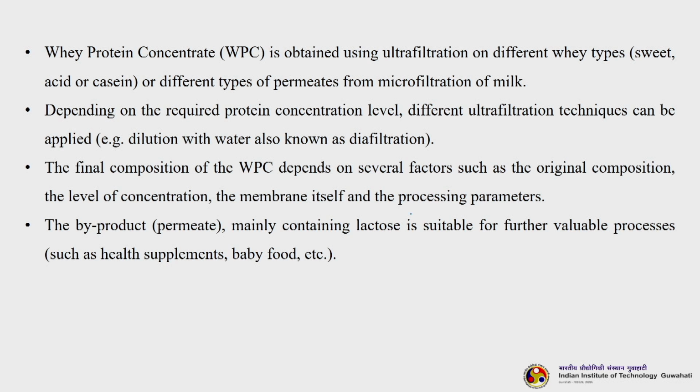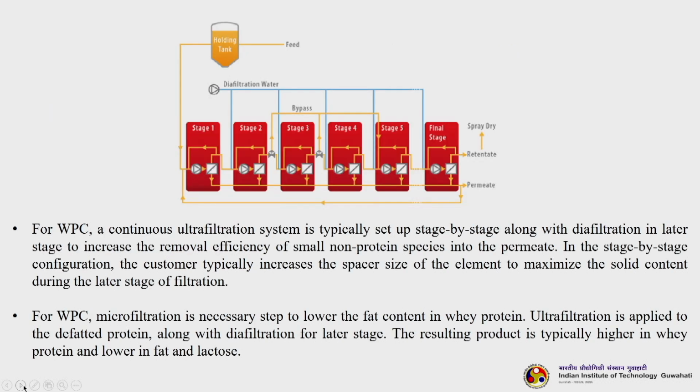That is, we have discussed what the processing parameters are at the beginning of today's class. The byproduct permeate, mainly containing lactose, is suitable for further valuable processes such as health supplements and baby food. So, we again go for lactose enrichment. So, this is a WPC system.